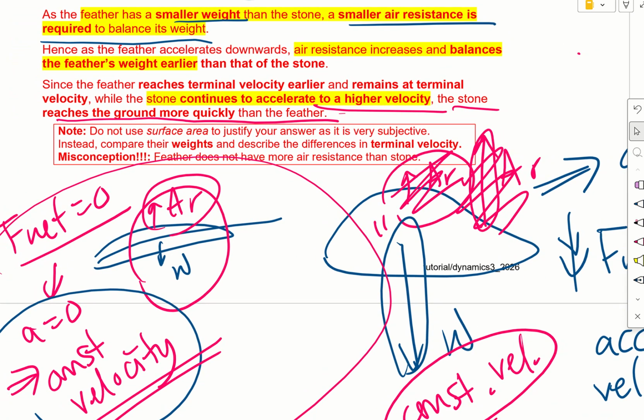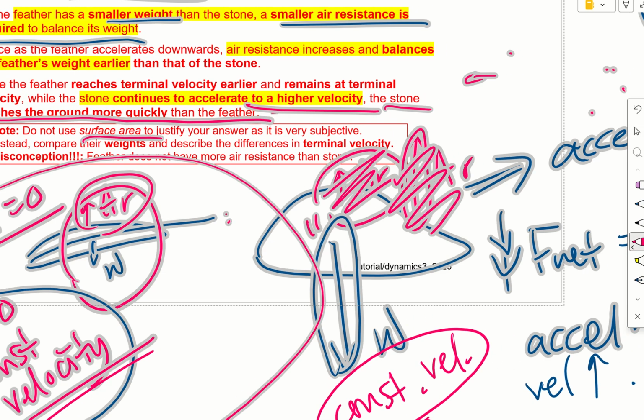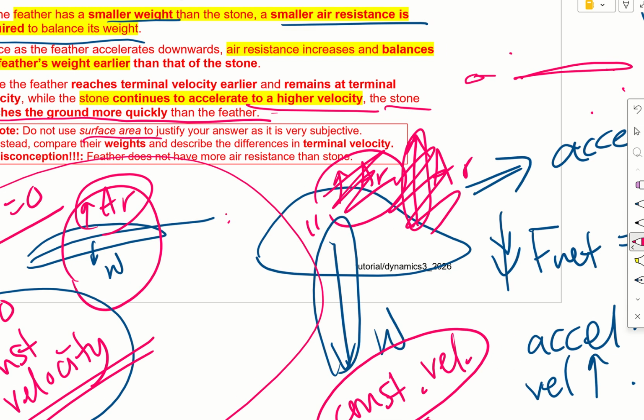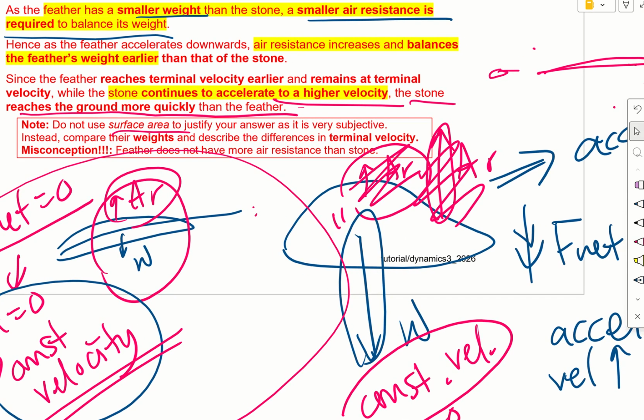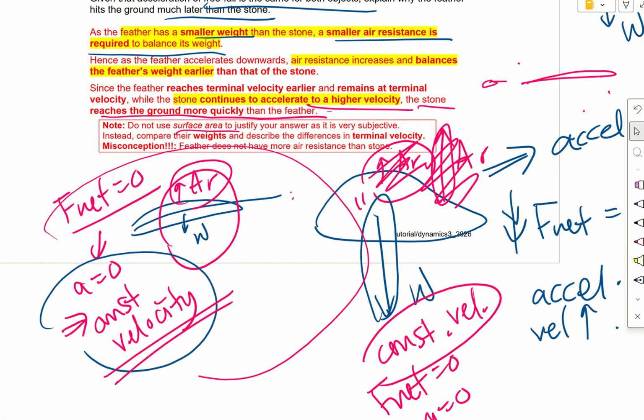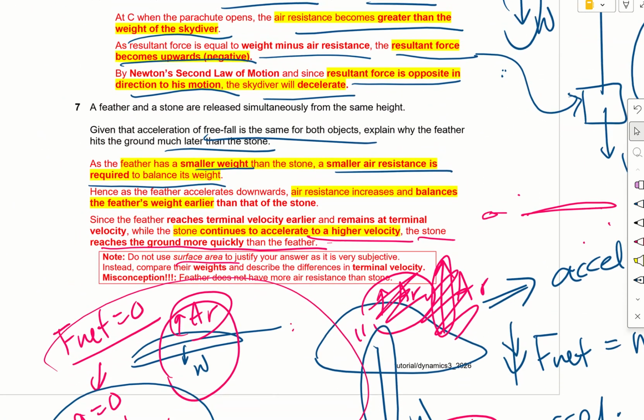Okay, so take note, do not use the surface area here to justify your answer, because you wouldn't know whether I can have a feather that is like that, small surface area, and a stone that is like that. So we don't know whether the surface area is larger, but we should know that the stone will have a greater weight. There shouldn't be a stone with a weight that is less than a feather. Okay, so in the end, that's all for this tutorial.